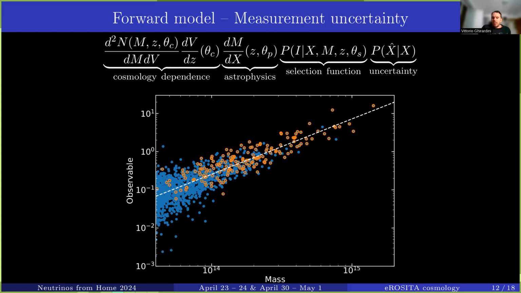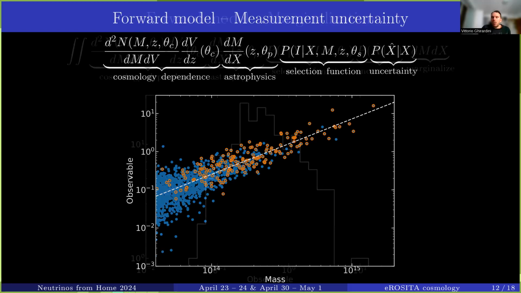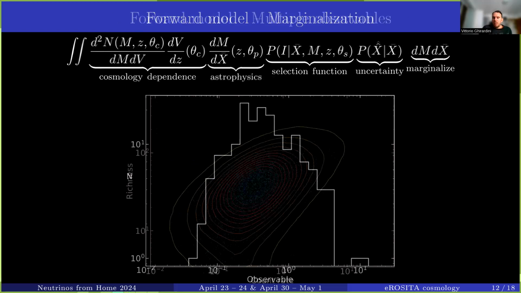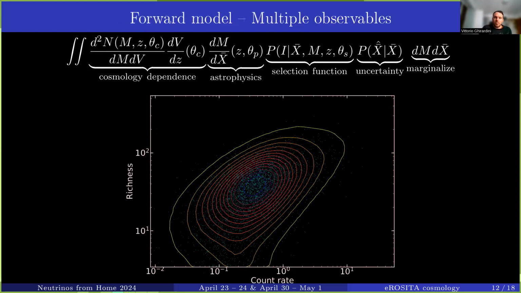And here we also have some unknowns. So by marginalizing out the unknowns that we don't know, we get exactly a histogram, which is a function of the observable. This is in the one-dimensional case, but we have multiple dimensions in general. And this is just an example of two quantities that we have, which are richness, or how many galaxies there are, and the X-ray count rate.